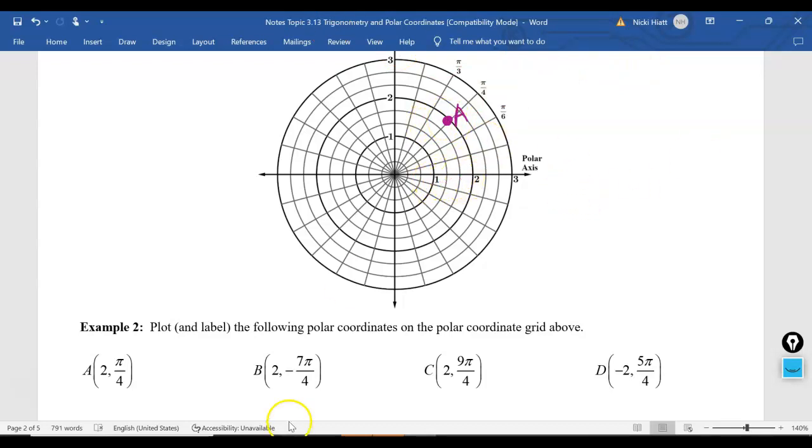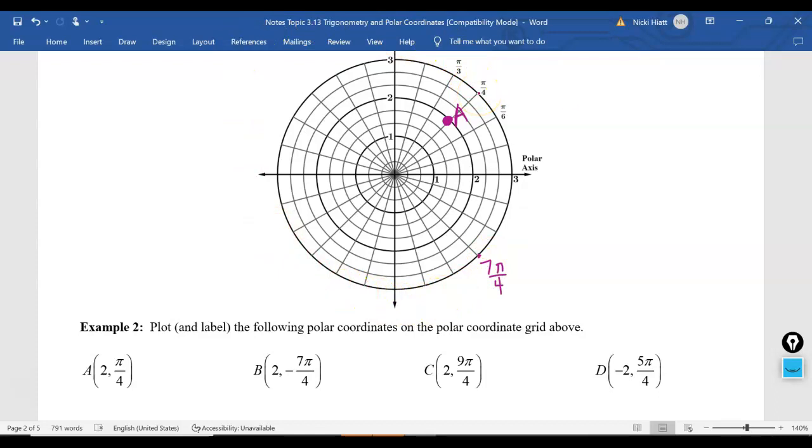Point B, notice right here, I've got negative 7 pi over 4. Now, 7 pi over 4 is typically right here on my unit circle, right there. But I have negative 7 pi over 4. So that means normally 7 pi over 4 would go all the way around this way. Negative 7 pi over 4 is going to be in the opposite direction. So I'm going to go around that same distance over here.